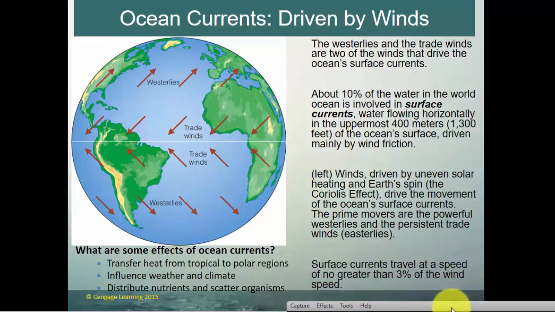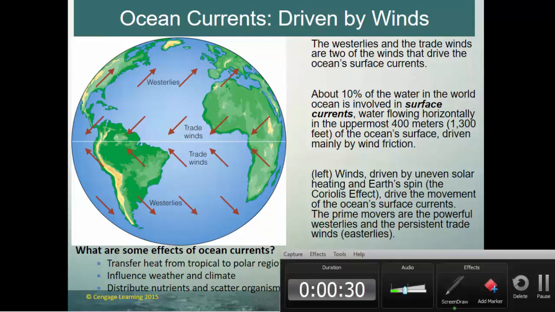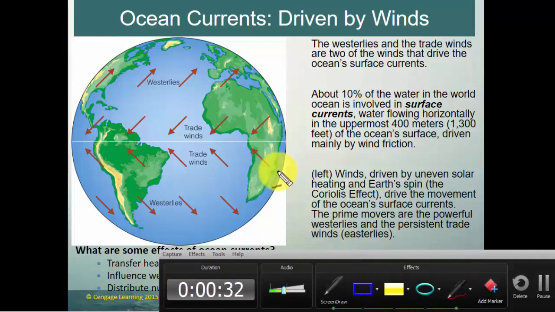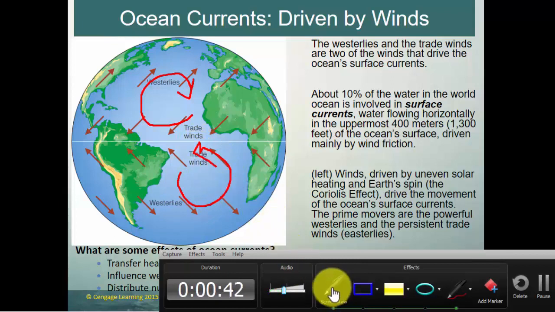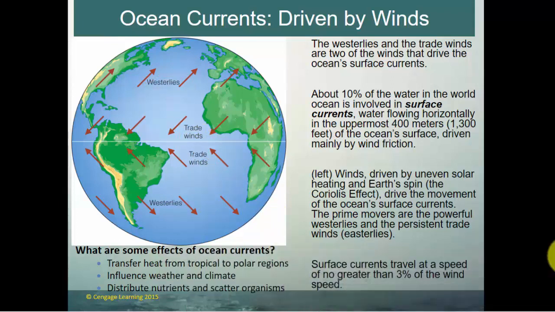What that ends up looking like are these large gyres, which are the currents of the ocean turning in a clockwise flow in the northern hemisphere and a counterclockwise flow down here in the southern hemisphere. Each of the main ocean basins has one of these large gyres, one of these circular flows. About 10% of the water in the world ocean is involved in surface currents, only that 10%: water flowing horizontally in the uppermost 400 meters of the ocean, driven mainly by wind friction.